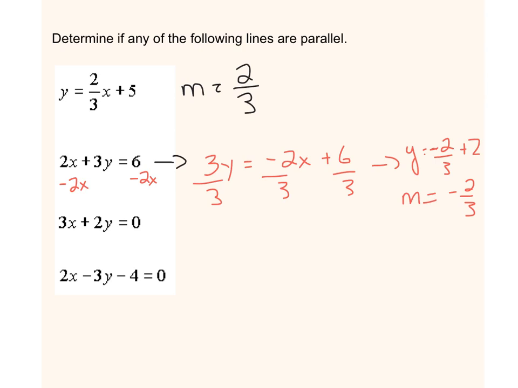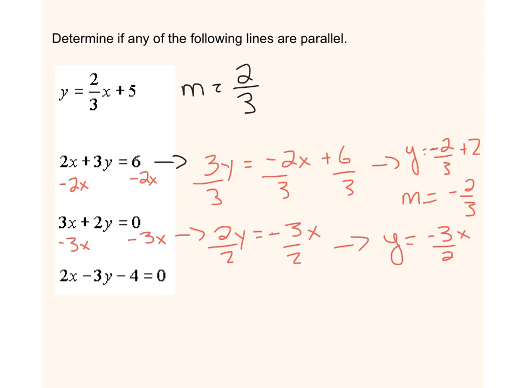All right, this next one, again, we need to isolate y. So we'll subtract 3x from both sides. That'll leave us with 2y equals negative 3x. Divide them all by 2. Y equals negative 3x over 2. So therefore the slope here is negative 3 over 2.